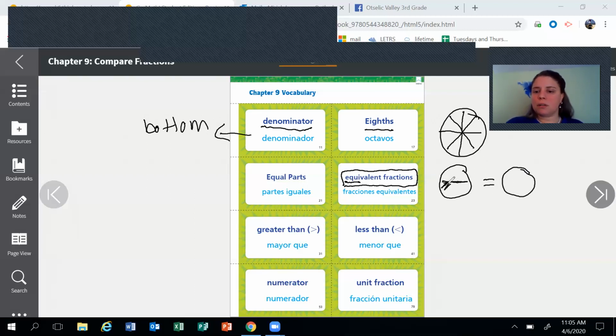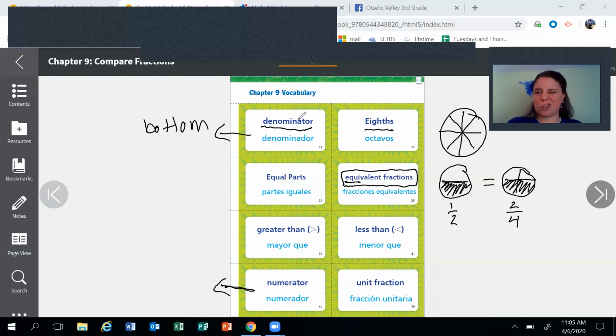This is 1/2. Over here, I am going to shade in 2/4. Are those equal? Do they have the same amount shaded in? Yeah, even though they are not the same fraction, they are still equal. Okay. The next one we're going to look at is greater than. You just got to remember your little sharp jaws from the beginning of the year. And less than.